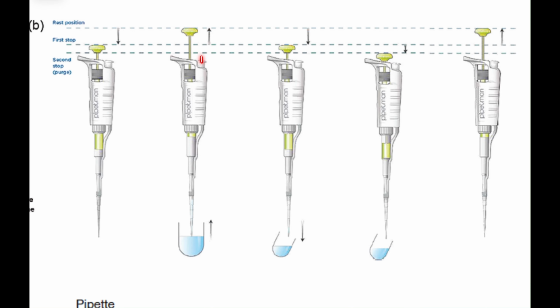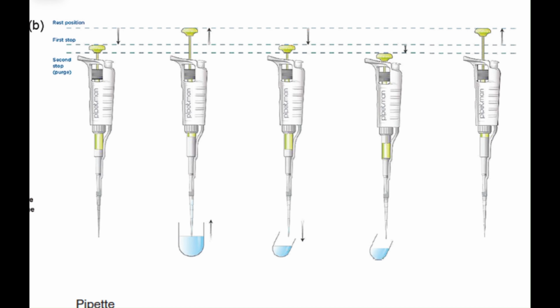And then let it rise on its own. Don't let it snap up. If it snaps, the liquid can be pulled into the barrel of the pipette, which contaminates the instrument and throws off your volume. So you wait about 1 or 2 seconds before removing the tip from the liquid to allow complete filling.